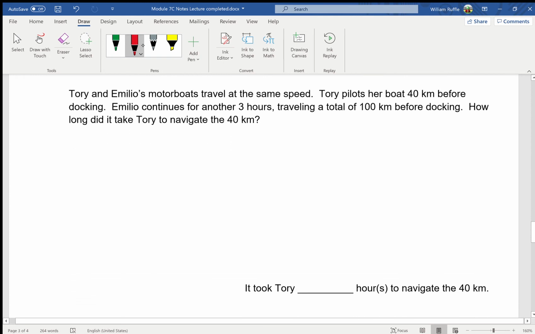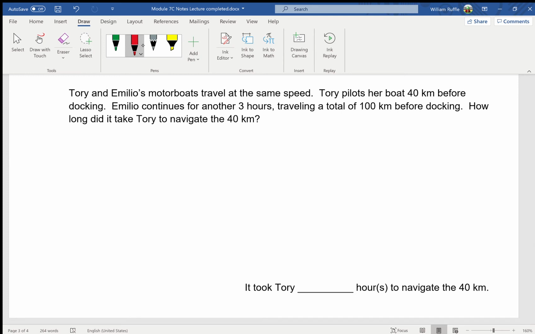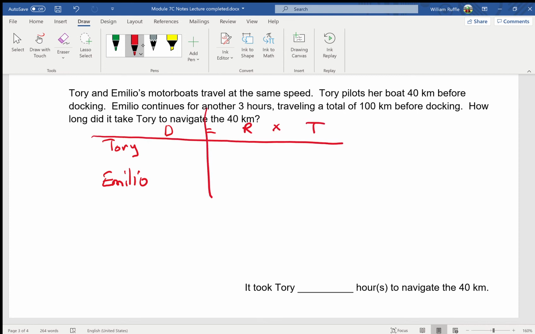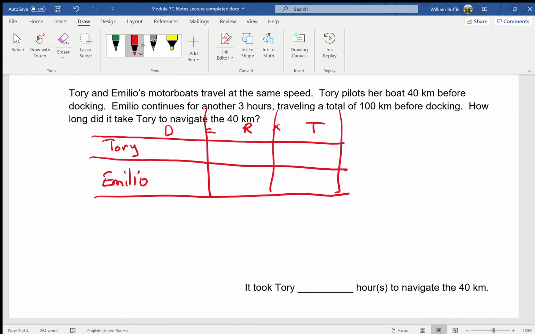All right. Now we got Tori and Emilio's motorboats travel at the same speed. All right. So we have Tori and we have Emilio. And again, we're going to do distance equals rate times time. Draw my little chart here. I always need to draw these charts to keep it straight. Okay? Alright, so now, they travel at the same speed. Okay? So their x's are the same for rates.